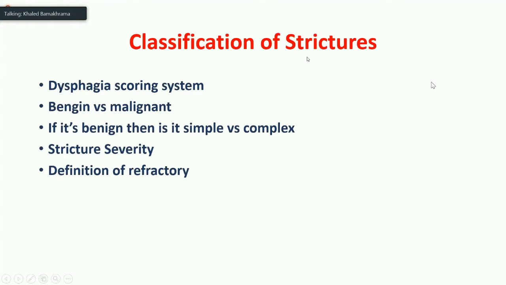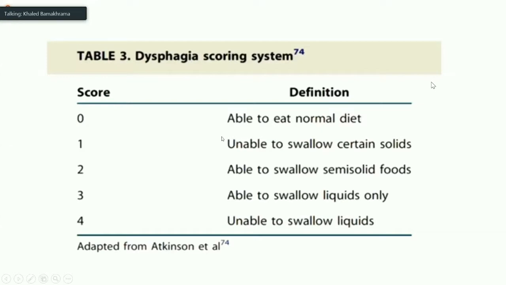Classification of strictures, very important to know the classification of your patients. The dysphagia scoring system will tell you how bad is the stricture. Benign versus malignant stricture, very important, especially if you are seeing the patients from other referral: malignant until proven otherwise. Then once you are sure that it is not malignant, then you will go for the dilatation. And if it is benign, is it simple or complex? The stricture severity, you can assess by endoscopy directly, and of course the definition of the refractory.